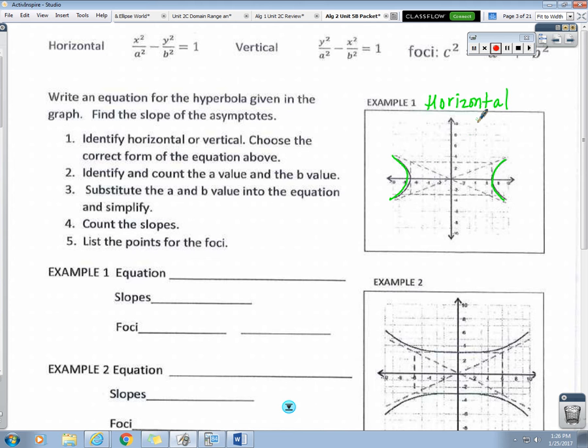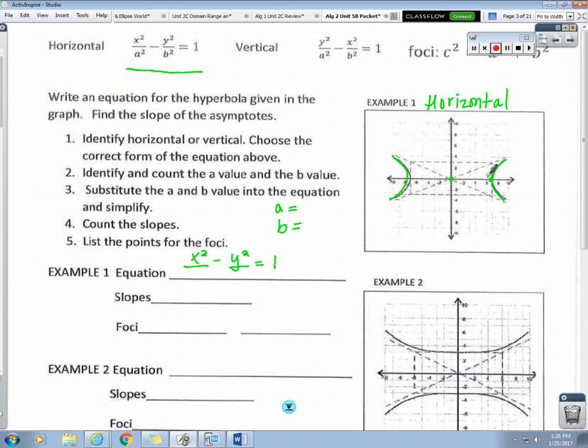Okay, since we know it's horizontal, that lets us know that we use this equation where the x comes first. So it'll be x squared over a squared minus y squared over b squared equals 1. Okay, well, if a is under x in this equation, isn't the a value going to be a horizontal distance because x is horizontal? So from the center, from the origin, to the vertex of the hyperbola is how many units?